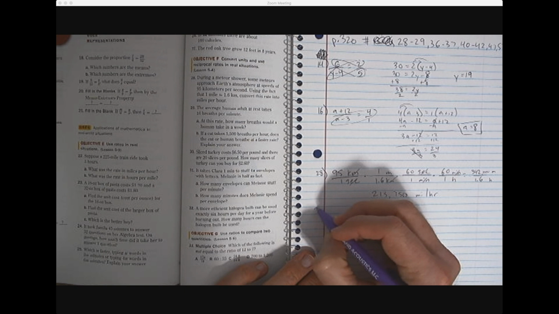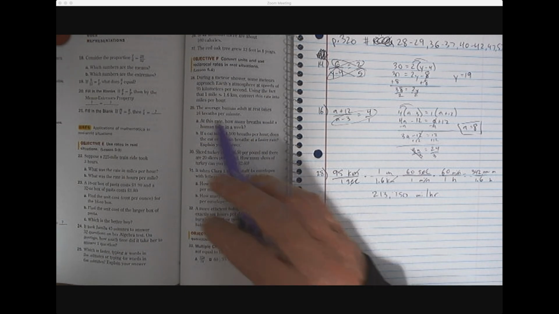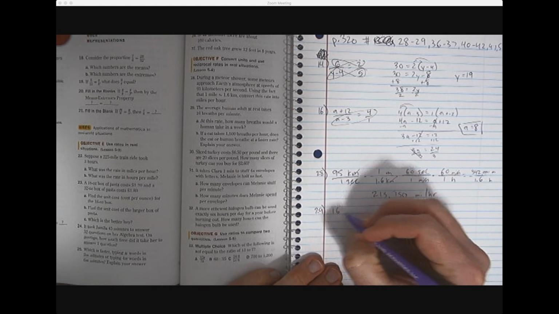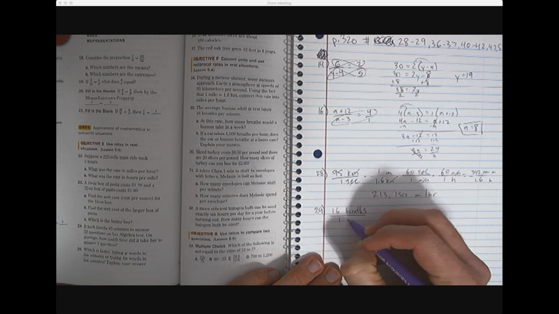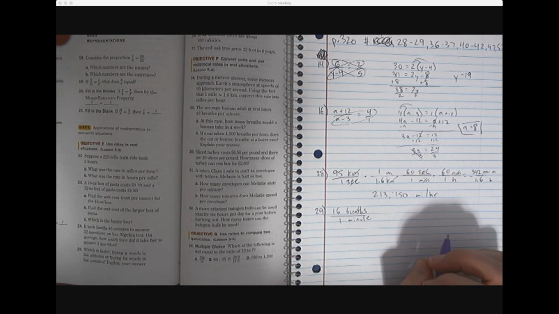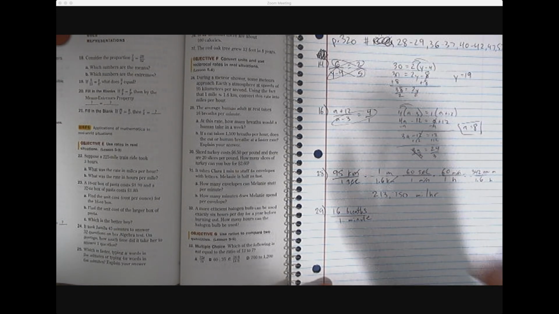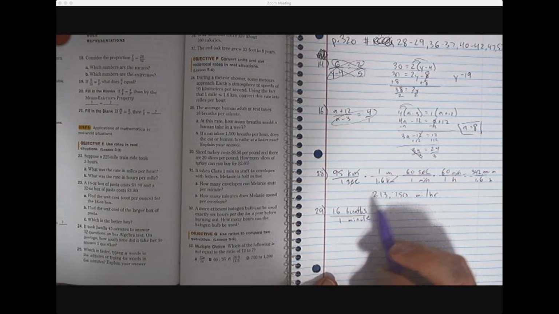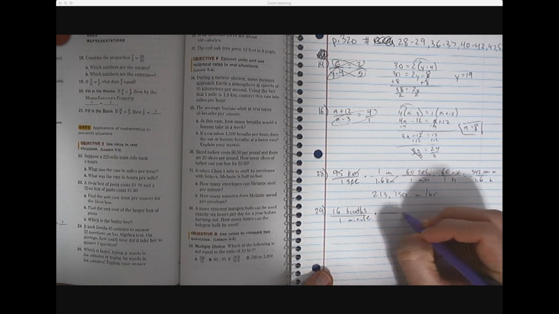All right, 29. The average human adult at rest takes 16 breaths per minute. So 16 breaths per minute means 1 minute. So letter A. How many breaths would a human take in a week? So we're going to leave breaths. We're not changing that, but we have to go from minutes to weeks. So let's first go from minutes to hours.